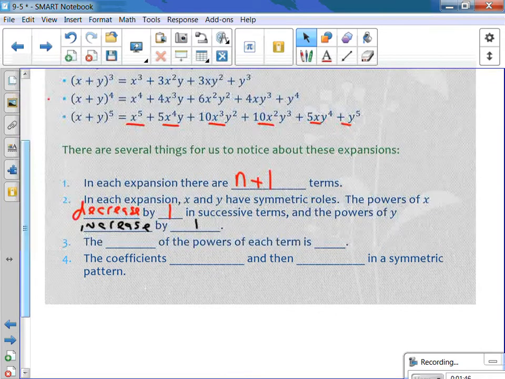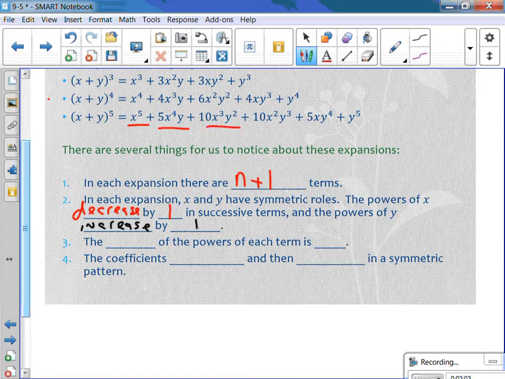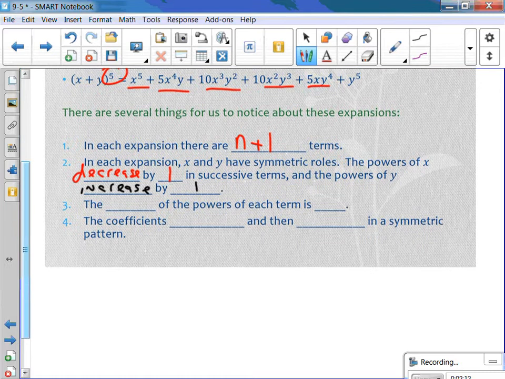If we look at each term, we can see that when we add up the powers of each term, here again looking at the power to the 5th, we have power of 5. Here our exponents, add them up, 4 plus 1 gives us 5, 3 plus 2, 2 plus 3, 1 plus 4. All of them give us that same power, that power of 5 or that power of n. So here we have that the sum of the powers of each term is just n.